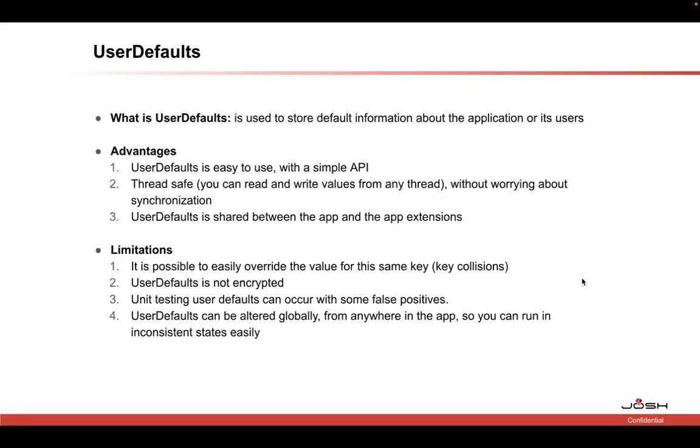Unit testing for that particular UserDefaults can produce some false positives. These are some unit test case related drawbacks. And UserDefaults can be altered globally from anywhere in the app, so you can run into an inconsistent state easily. So these are some disadvantages.